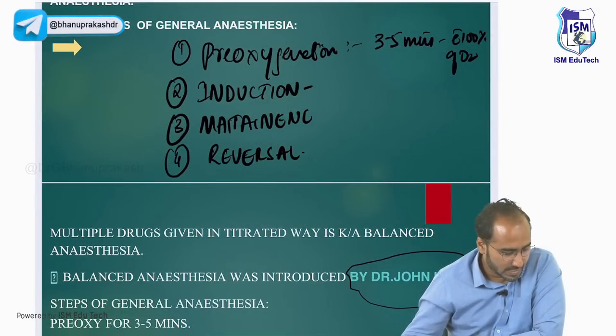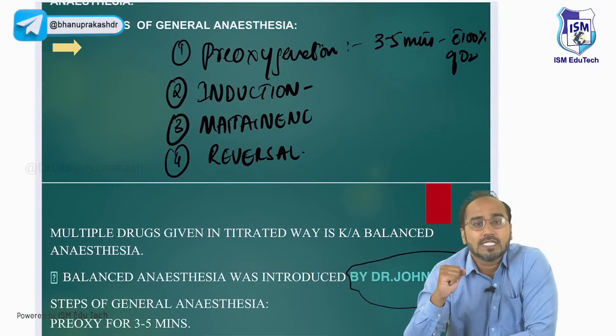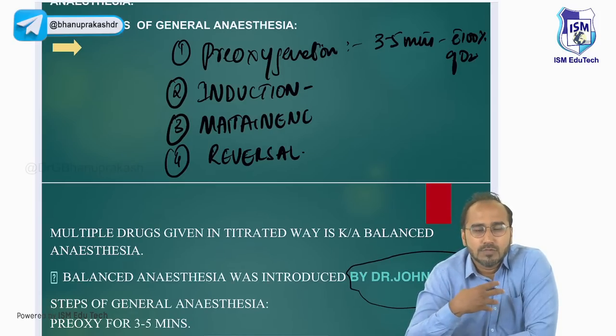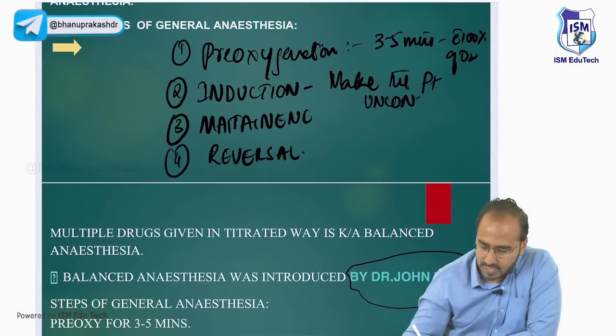Now what do you have to do? You have to make the patient unconscious. The second phase of general anesthesia is called the induction phase. So remember, guys, induction phase. In the induction phase, what do we need to do? What should our aim be? I have to make the patient unconscious. The main aim of the induction phase is to make the patient unconscious.